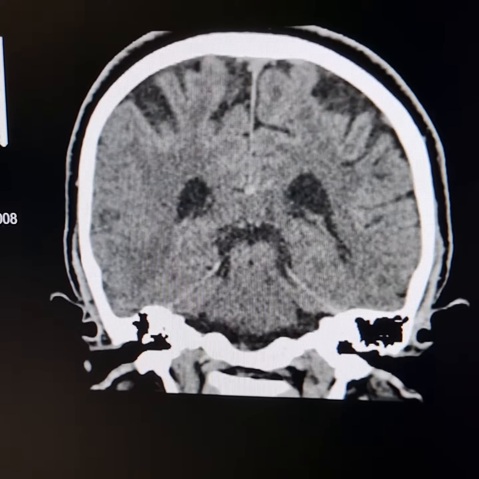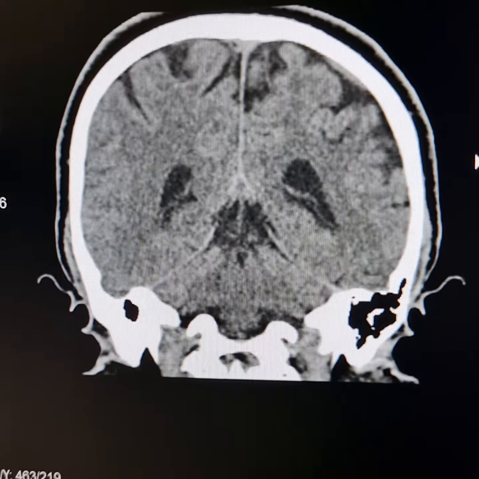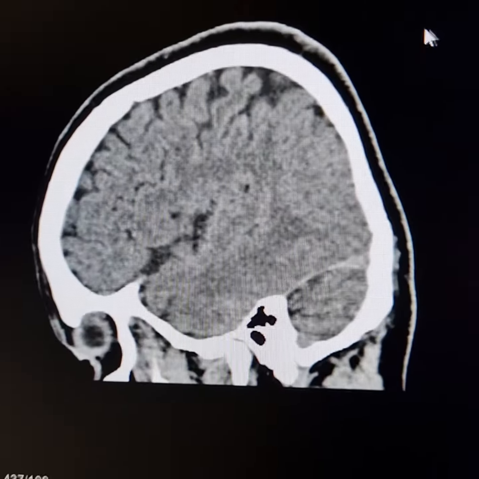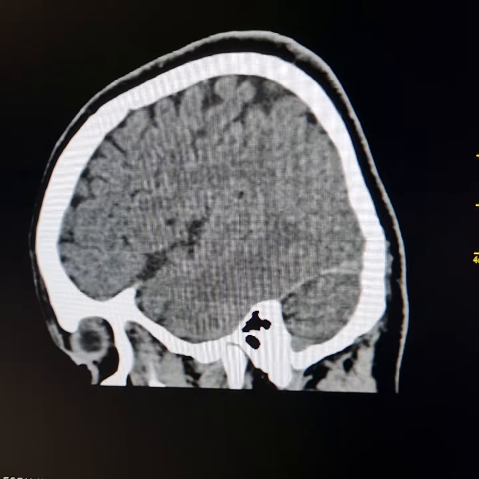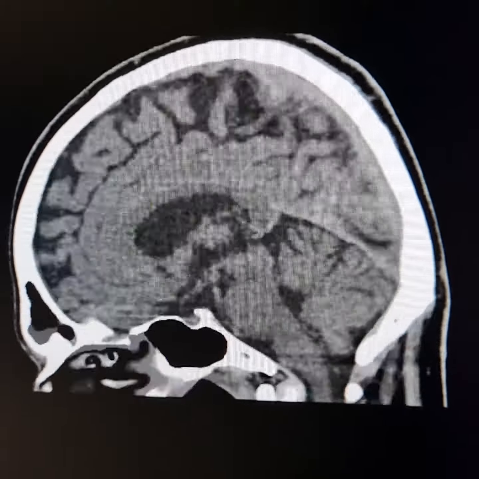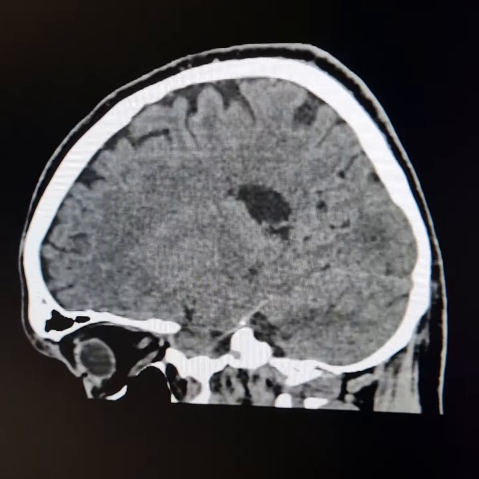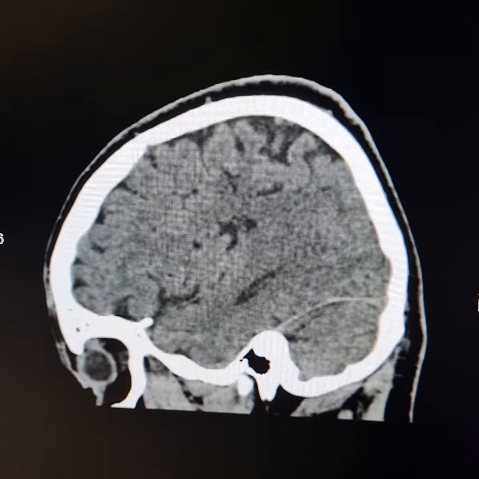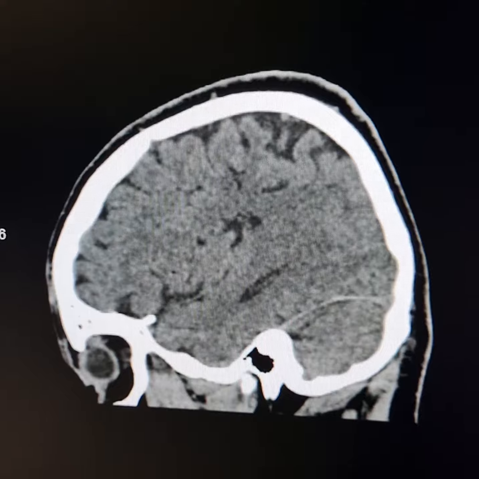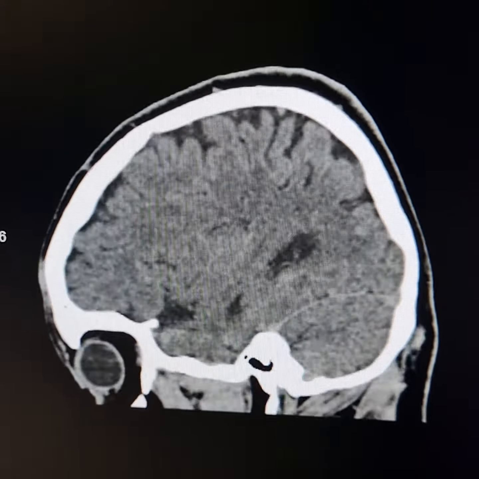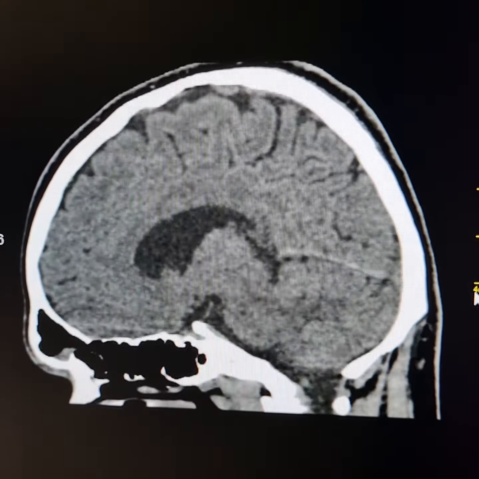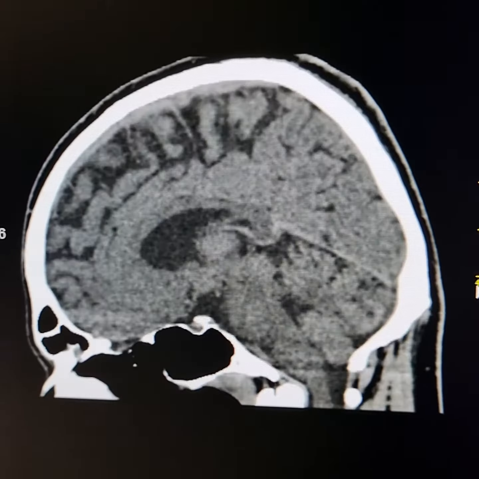This is a case of Dyke-Davidoff-Masson syndrome. Quite typical findings. This is right side, while this is the left side. Dilatation of extra and intracerebral CSF spaces suggestive of mild cerebral atrophy. Smaller left hemicranium and left cerebral hemisphere, which are the typical features of Dyke-Davidoff-Masson syndrome.